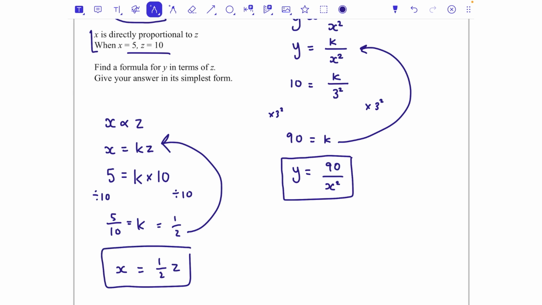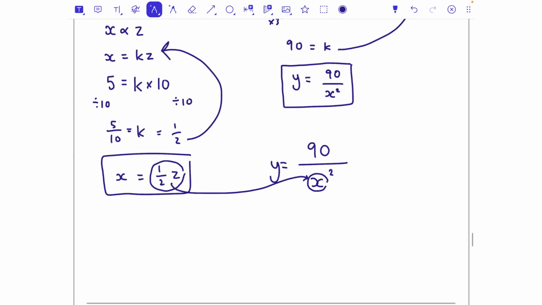So I've got 2 formulas, but it says find a formula for y. So we want y equals, but we only want it to have z's in it, in terms of z. I've got y with x in it, and I've got x with z in it. So let's combine these 2 things. So I want y equals, and at the minute I know that y is 90 over x squared. So x squared, but instead of that x, I want z's. So I'm going to use the fact that I know that x is a half of z, and I'm putting that there where that x value is.